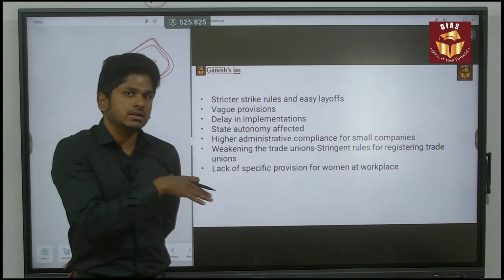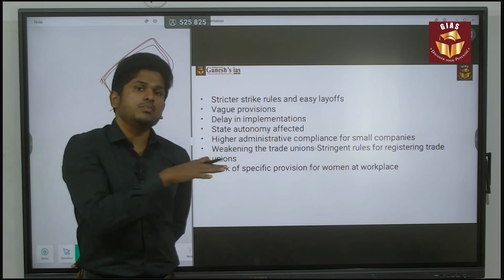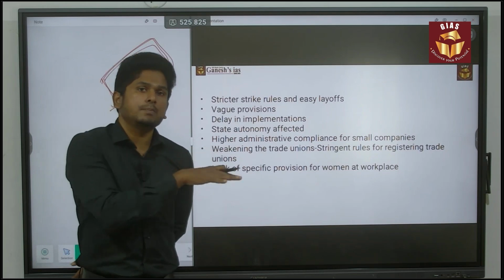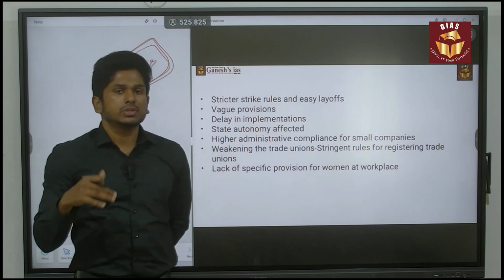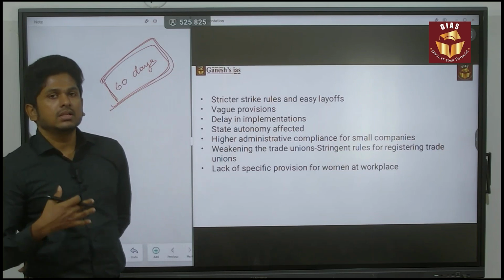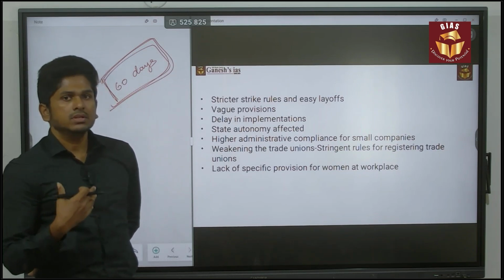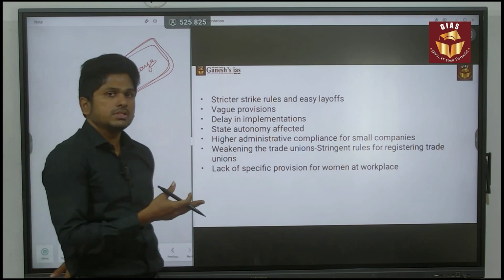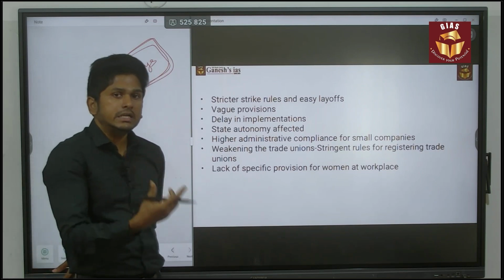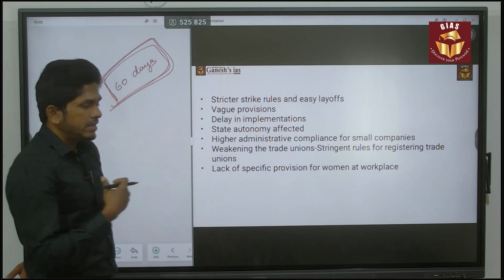But when it comes to these laws, there is an issue of it mainly focusing on the employers or the management or the company, not the employees. So that is the major concern. Next, vague provisions. There are a lot of vague provisions related to occupational safety, and how you can interpret them is the major concern. Next, delay in the implementation.